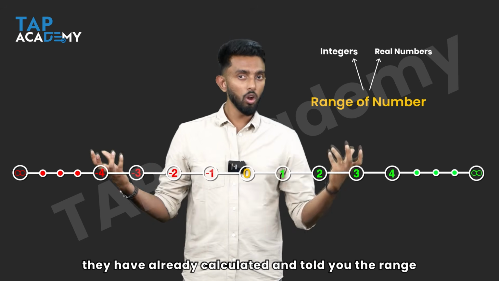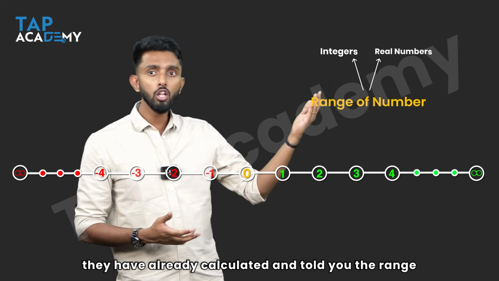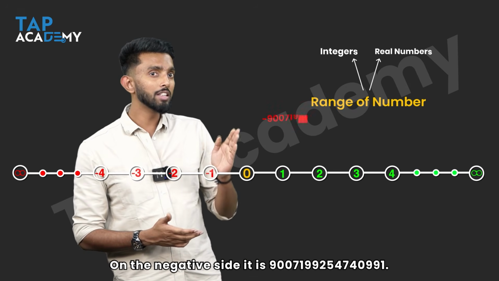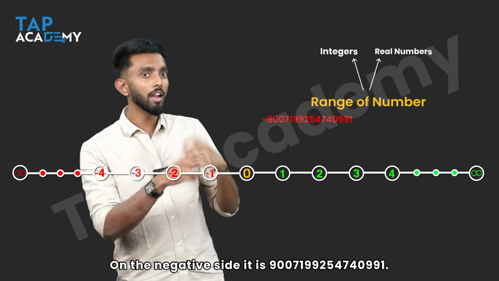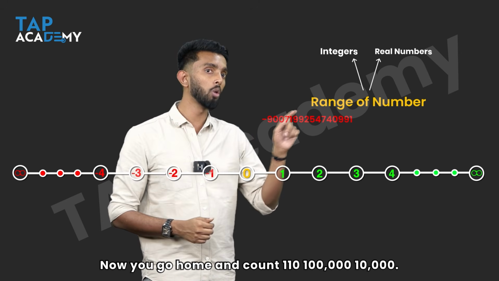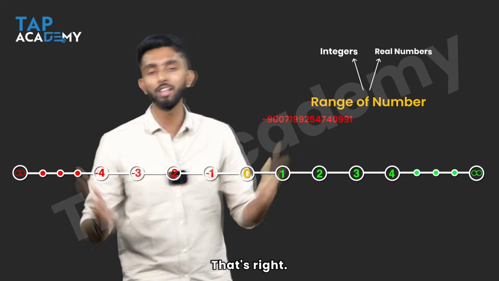And in JavaScript, they have already calculated and told you the range of a number is extremely huge. On the negative side, it is 9,007,199,254,740,991. Huge number. Now you go home and count ones, tens, 100,000, 10,000 like that.